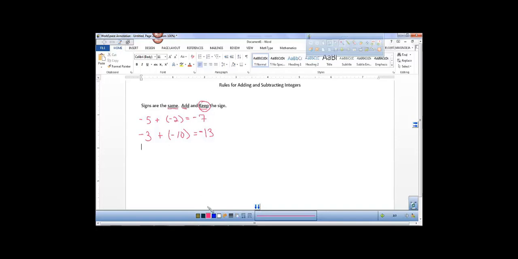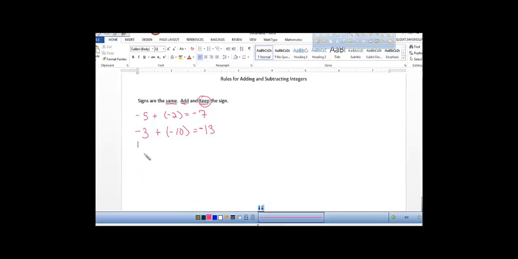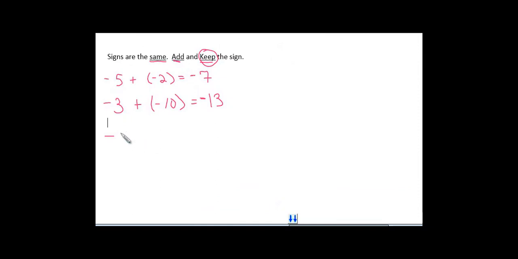If you have a different type of problem, let's see, -12 plus -3. They're both negative, and it's an add, so we do negative and negative, so we add them. It's 15, and I keep the sign, so it's negative.